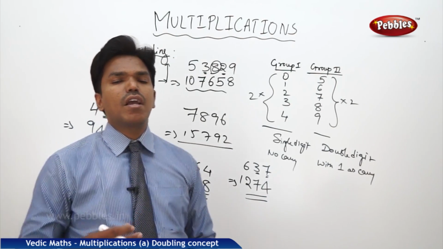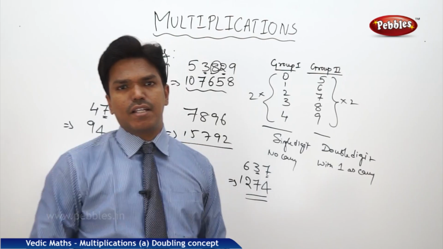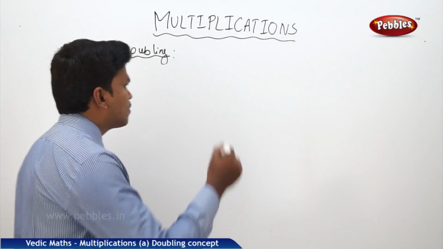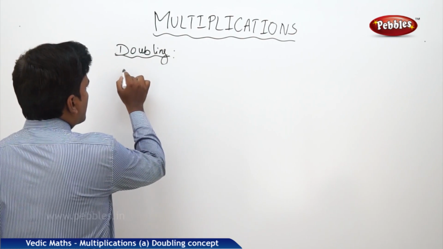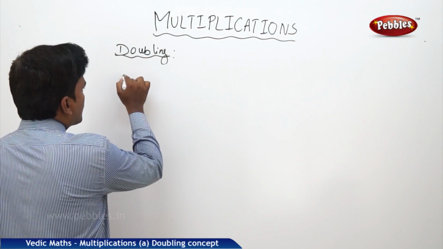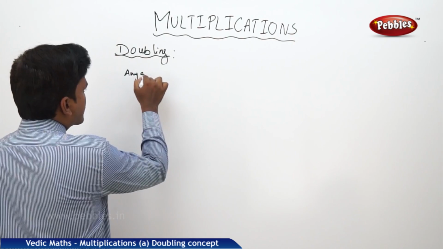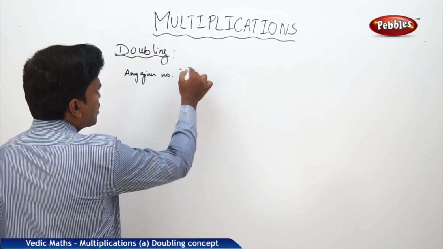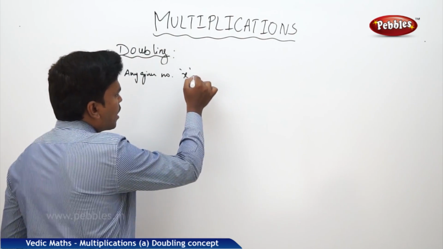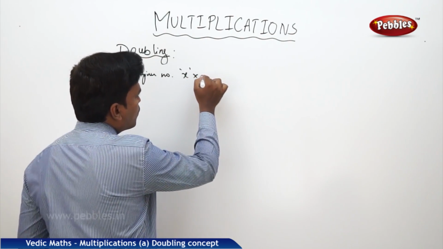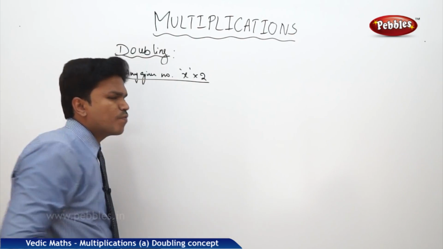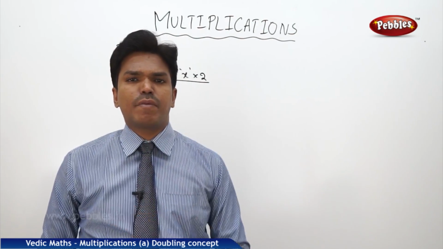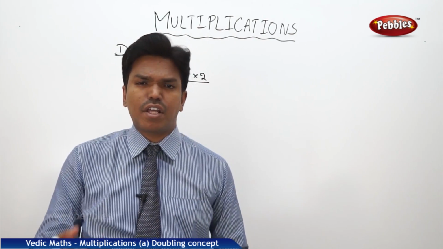Now we will see what are the advantages of doubling. First, any given number, we are considering any given number as x. Whenever you want to multiply any number by 2, you can follow this method. Just double it fast. That's it. That will be your answer.